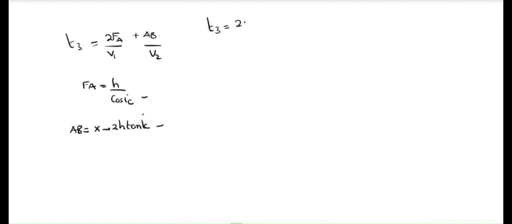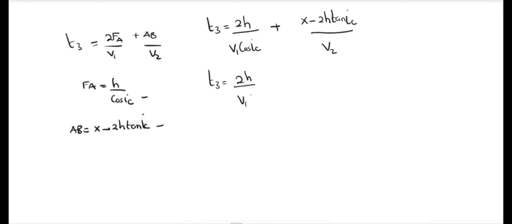So we can now see that our T3 is equal to 2 multiplying H over V1 plus IC, right? Plus X minus 2H tan IC over V2. I can separate this. So I can say that T3 is equal to 2H over V1 plus IC plus X over V2, right? Minus 2H tan IC over V2, right?